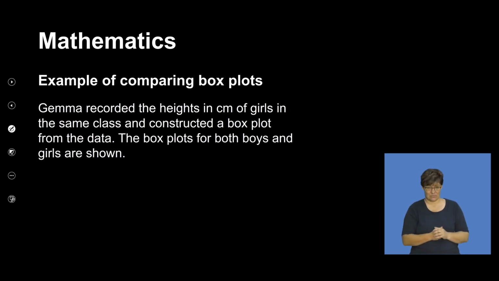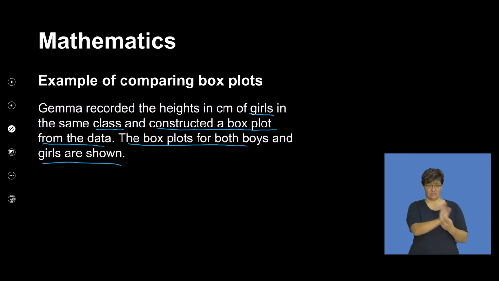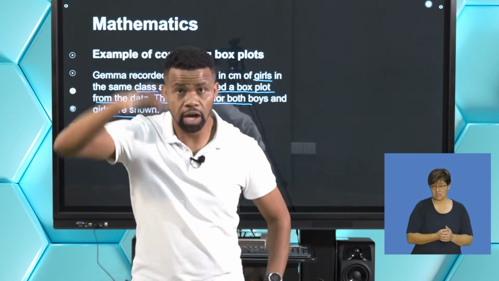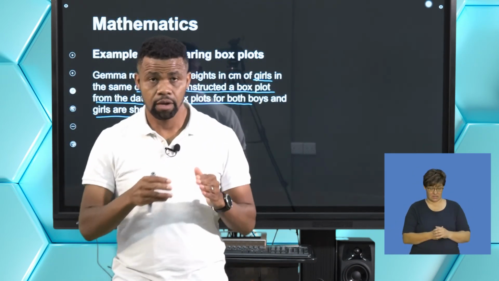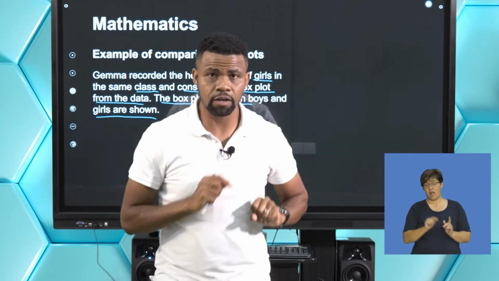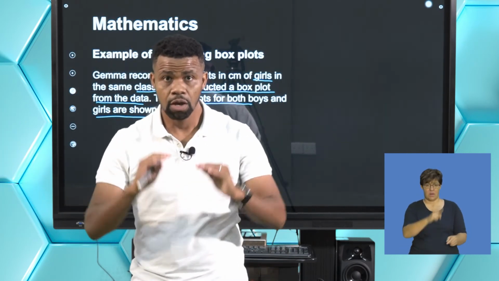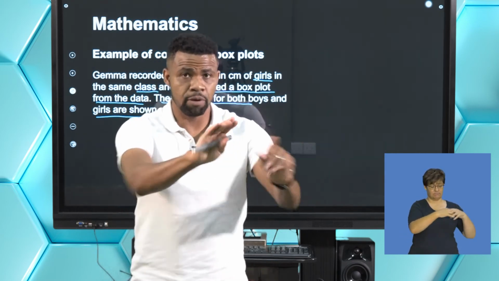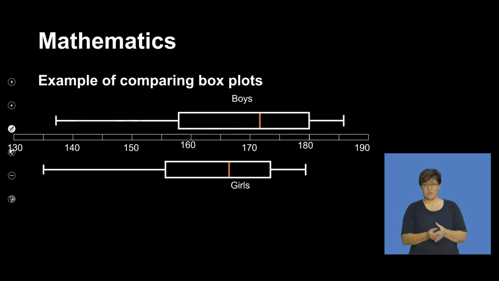So we have a problem here. Gemma recorded the height in centimeters of girls and boys in the same class and constructed a box plot, or whisker plot, from the data. The box plots for both boys and girls are shown. So we go into the class and measure the heights of the girls and the boys. Then we calculate the 5-number summary for the girls and for the boys, and draw two whisker plots. This is what we get: the boys' plot and the girls' plot.